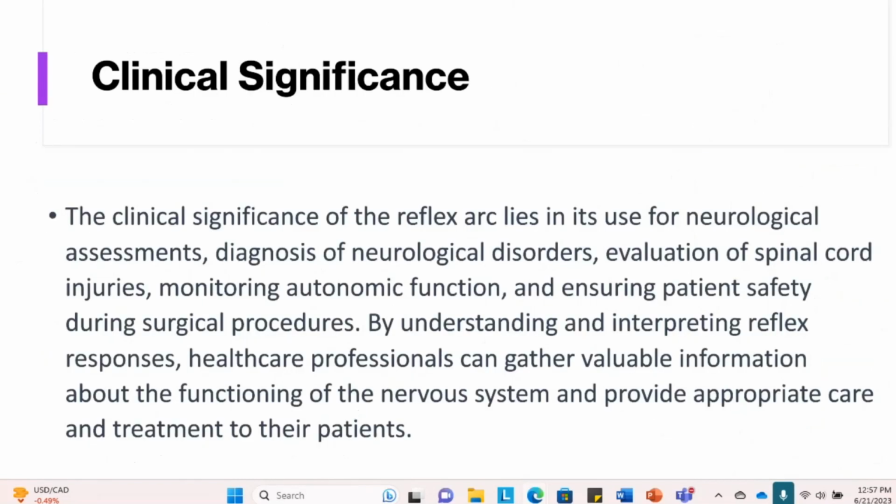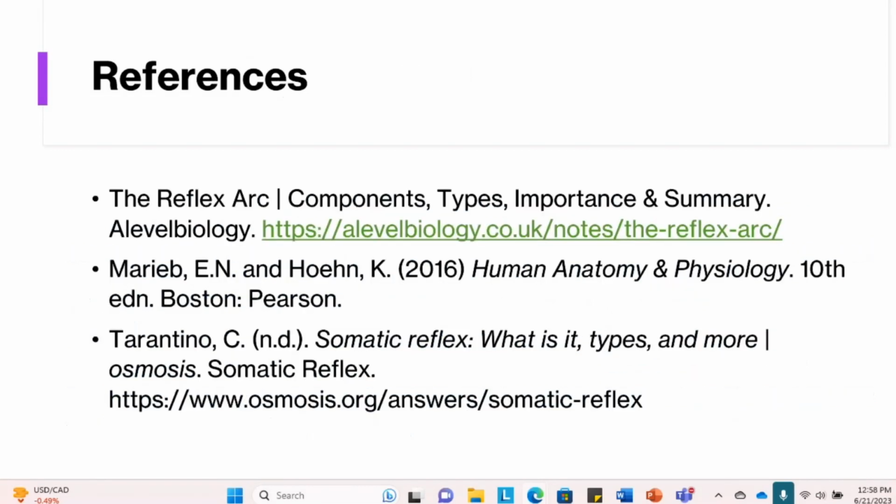The clinical significance of the reflex arc lies in its use for neurological assessment, diagnosis of neurological disorders, evaluations of spinal cord injury, monitoring autonomic functions, and ensuring patient safety during surgical procedures. By understanding and interpreting reflex responses, healthcare professionals can gather valuable information about the function of the nervous system and provide appropriate care to treat the patient. And then we have our references here.